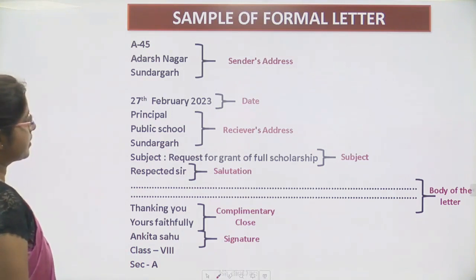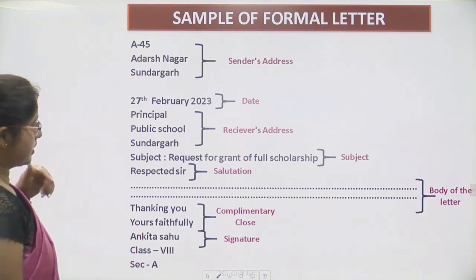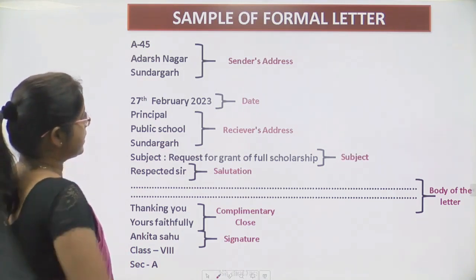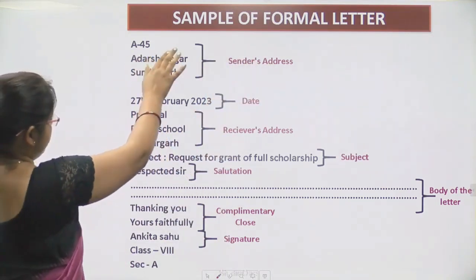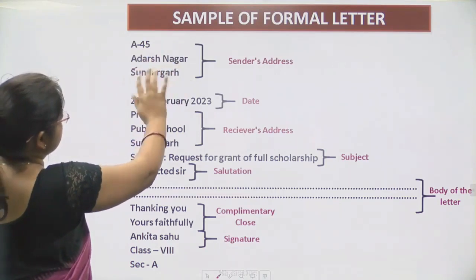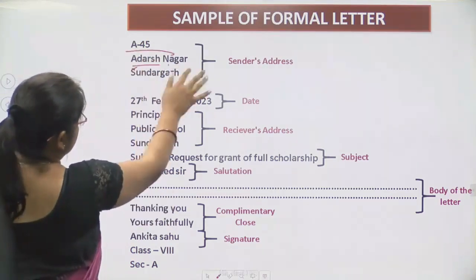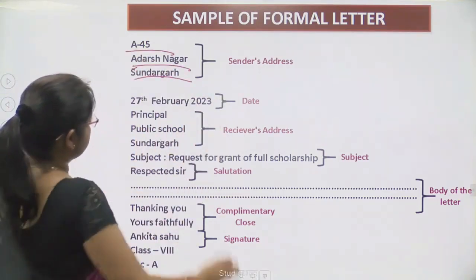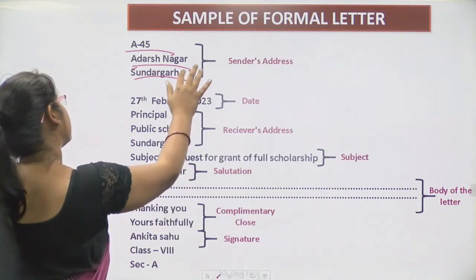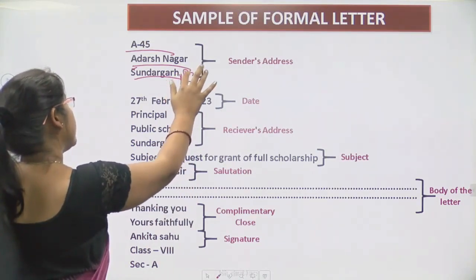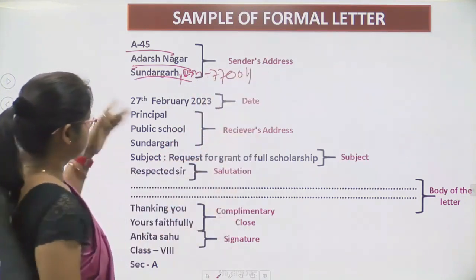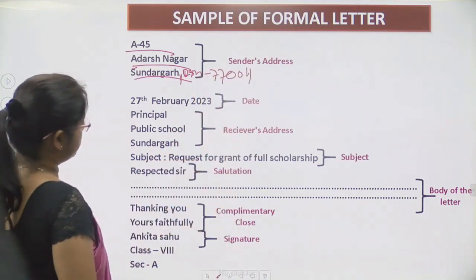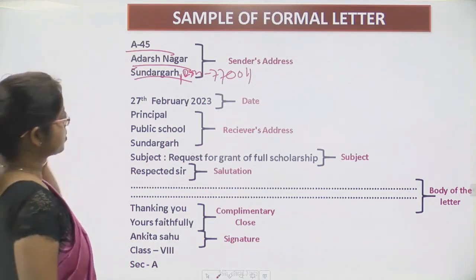First we have to write the sender address. Here this is the address: A45 Adarsh Nagar, Sundargarh. Finish in 3 lines. You can mention your pin code also. Put a comma, then write like that. Okay, this is not compulsory.